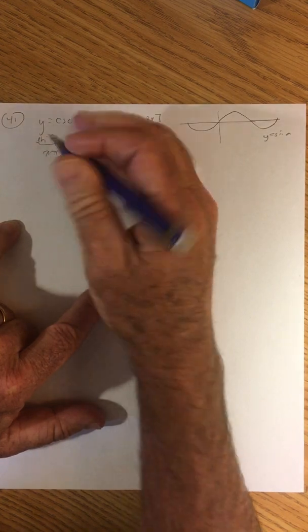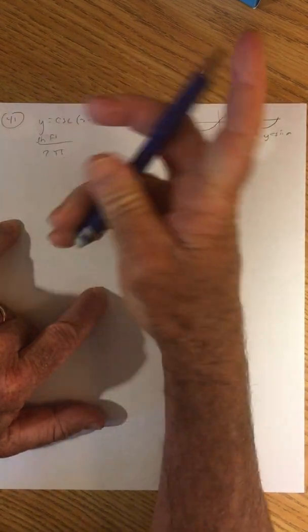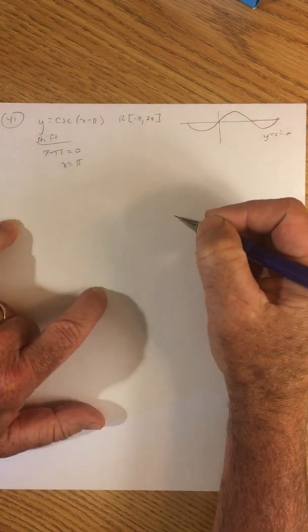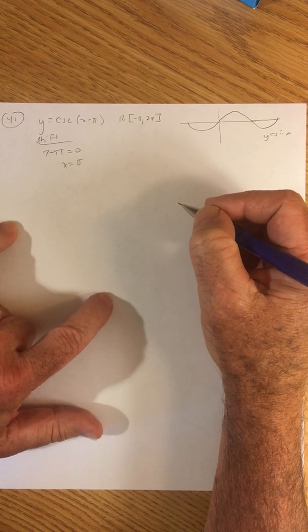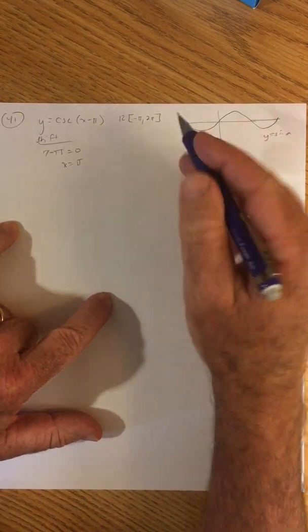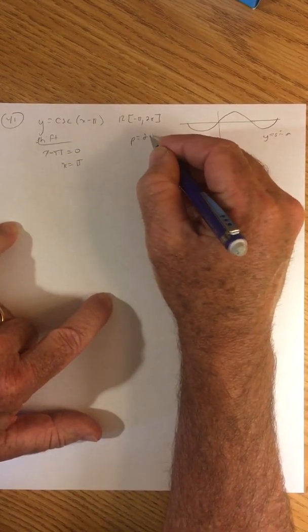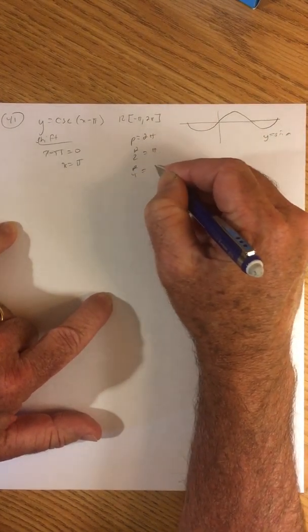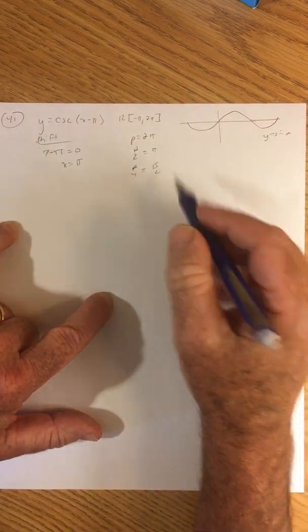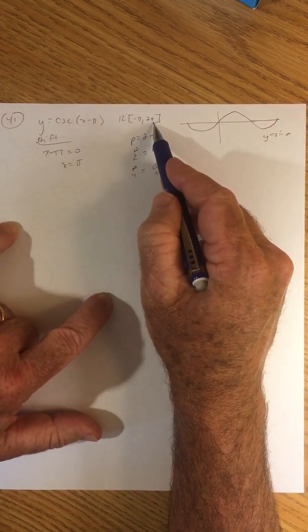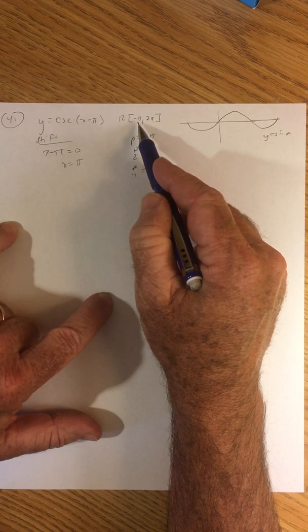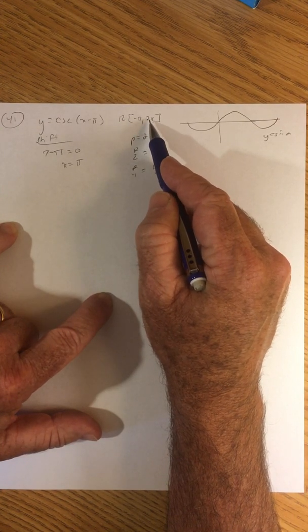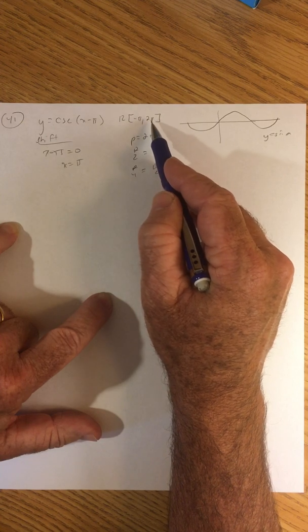Okay. So the shift is found by setting x minus pi, the argument, equal to 0, so x is equal to pi. This will be shifted pi units to the right. The period is 2 pi because it's not being changed. That means the half cycle is pi and the quarter cycle is pi over 2. So if we're going negative pi to 2 pi, that means we're going to need 2 tick marks to the left and 4 to the right.